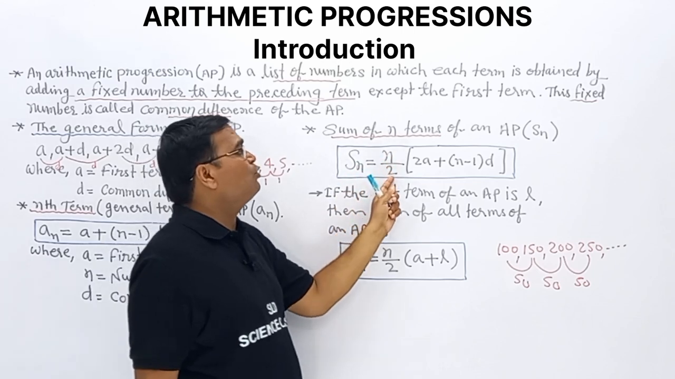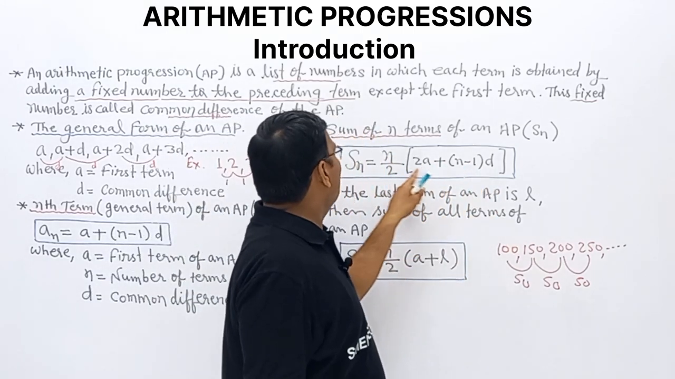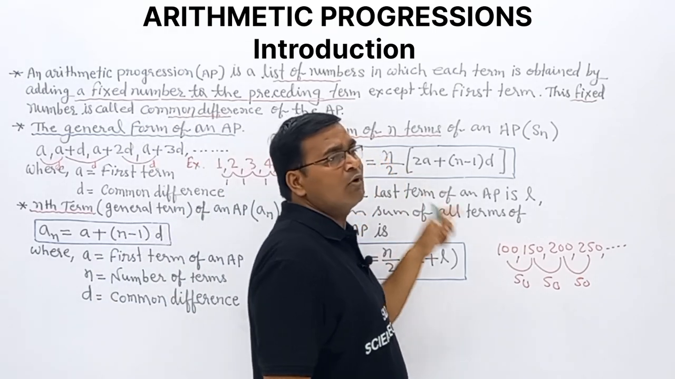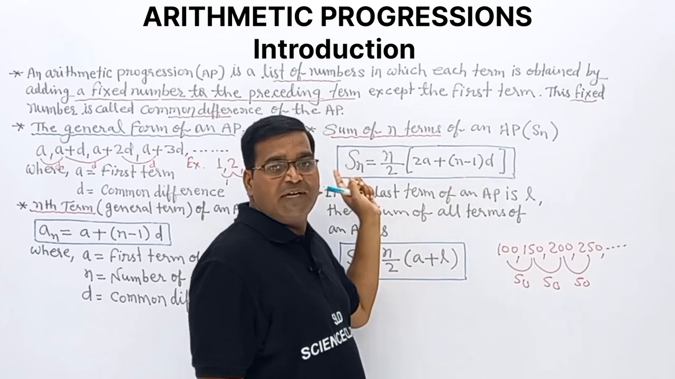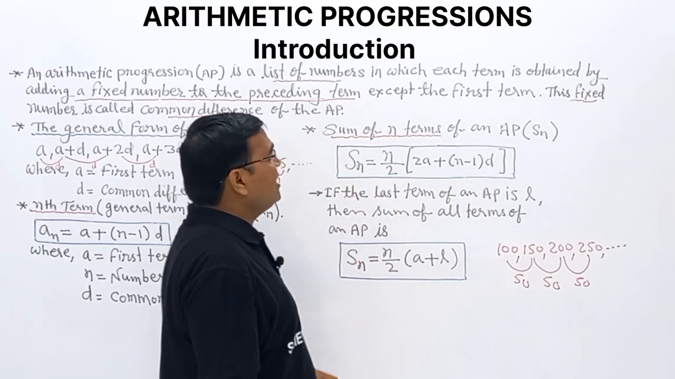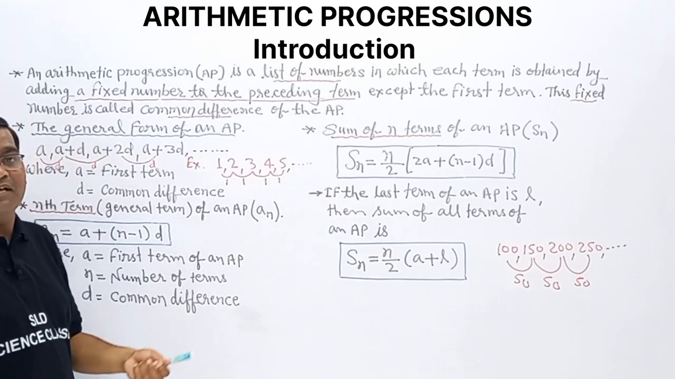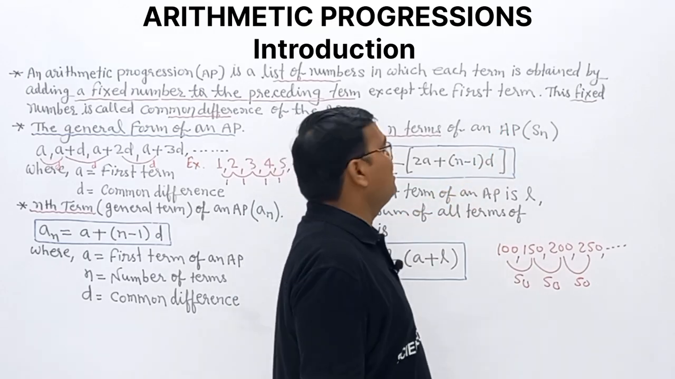Sn equal to n by 2 into (2a plus (n minus 1) into d), in which a is the first term of the AP, n is the number of terms, whatever we require, 10 terms, 20 terms, 50 terms, and d is the common difference. We will put d's value there and solve. We can find the sum of n terms, whatever number of terms we require, of an AP.